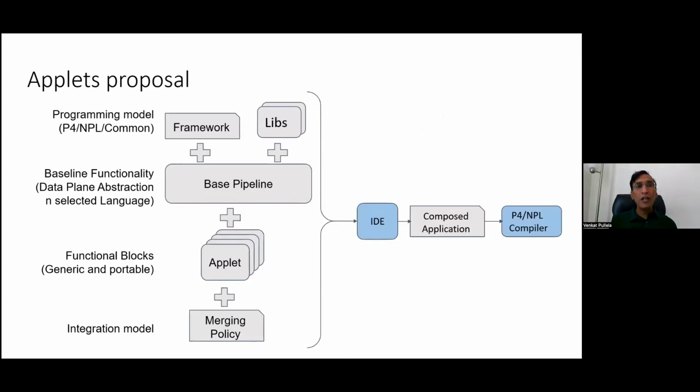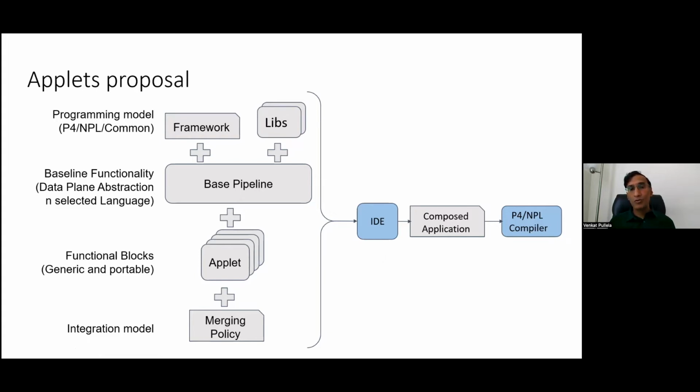The workflow will look like this. As we talked about, I'm going to skip the framework and libraries because that is a big area and will take a lot of time. In the interest of time, we focus on the main concepts. We talked about having a base pipeline, which could be in multiple languages. Then you have applets, which are your functional boxes. And you have a merge policy that describes how these things are put together. And there is an integrate IDE, which takes all this and builds it into an application.